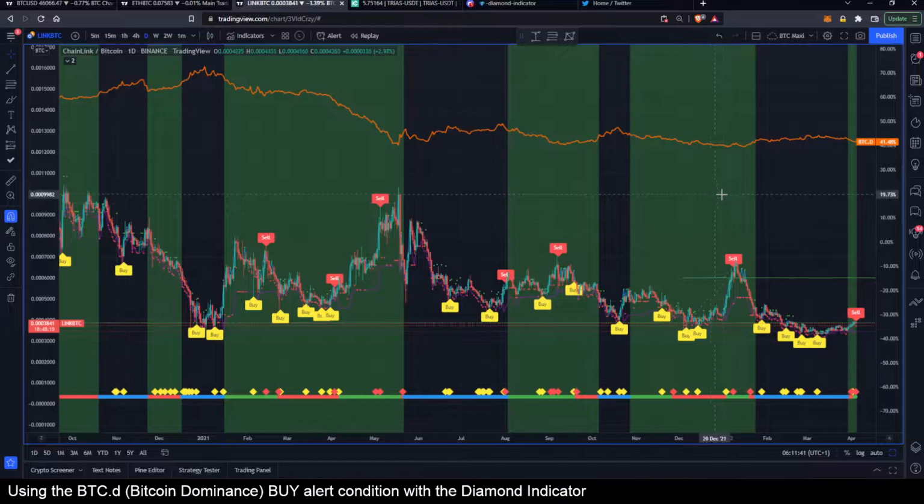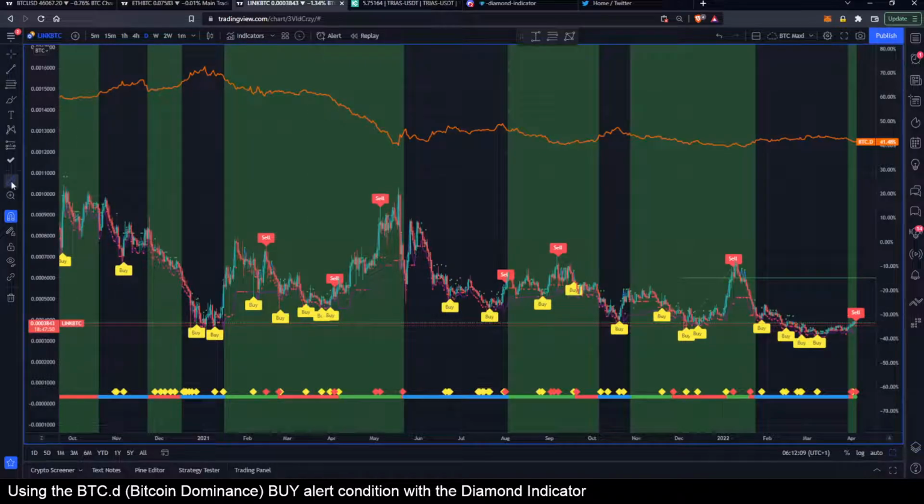So you can see here, when we have areas of green, we have these downtrends in Bitcoin dominance. This is a great example here when we have a nice sharp downtrend in Bitcoin dominance. You can see here that we have this nice upwards trending price action on the Chainlink Bitcoin pair. All right, so in this case here, you can see this sort of buying cluster here would have worked out quite nicely because we had a nice little run up in the Bitcoin pair.